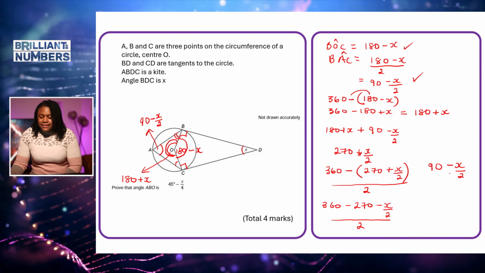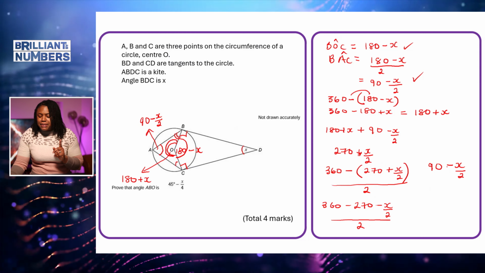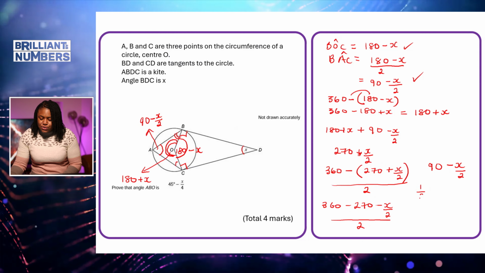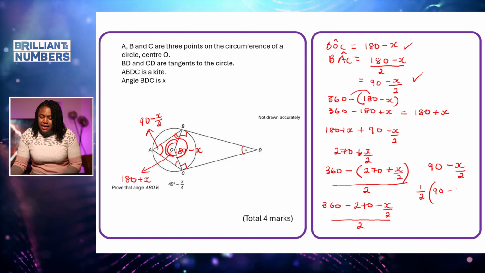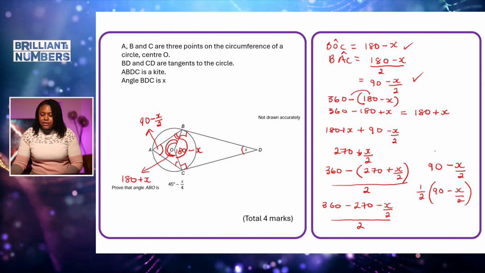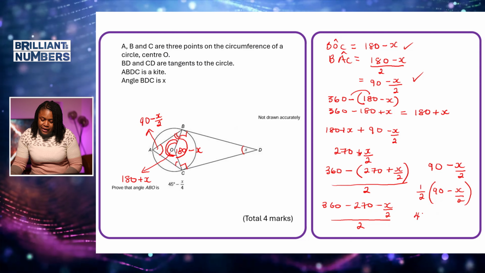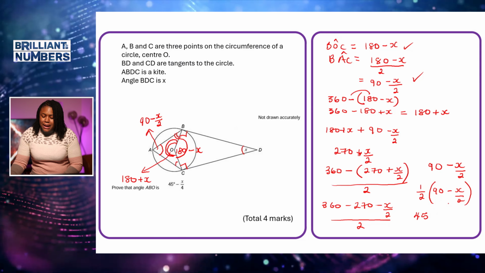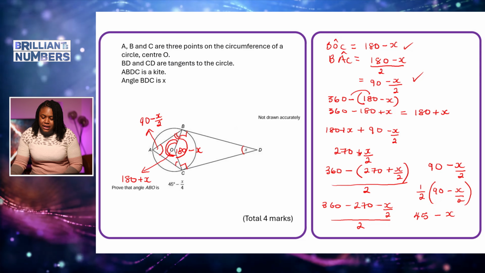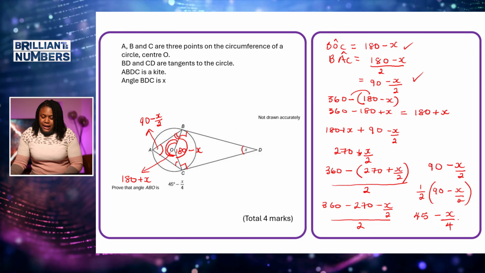We now need to divide this by 2, which is the same as multiplying by a half. So what I'm going to do, I'm just going to do a half outside the bracket, and then I'm going to expand. So a half times 90, half means 90 divided by 2 is 45. And then 1 times by minus x is minus x, and 2 times 2 here is 4. And so then, after all of that, we have now proven that the angle there is equal to 45 degrees take away x quarters. Very good.